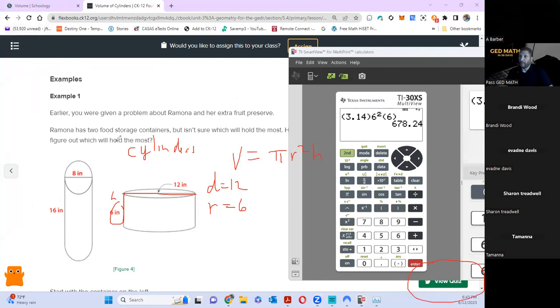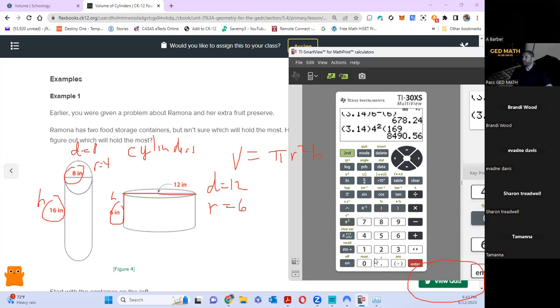Now, I want to compare. I'm going to look at this second one. What am I given? This is my height. This is my diameter, 8. So my diameter is 8, my radius is 4. So I'm going to do the same exact thing. 3.14 times R squared, my R is 4, times the height, which is 16. And then I look at the difference.